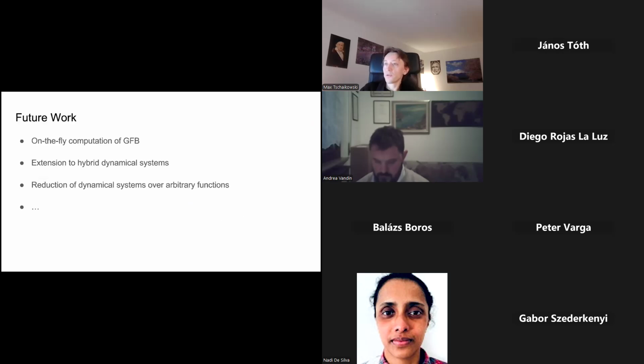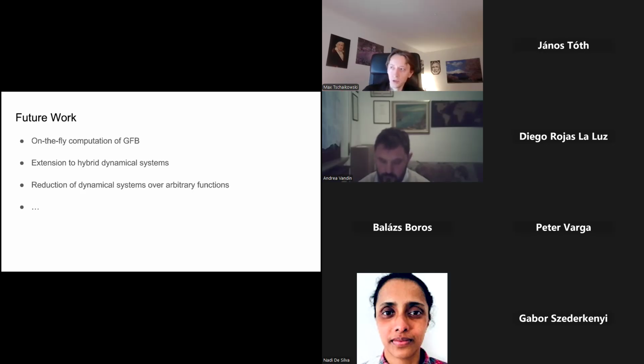Okay, future work. There are several ways to go about this. We could think of on-the-fly computation of GFB, on-the-fly being a term from computer science. The idea is essentially that you evaluate only partial checks, so psi formulas, and then you get maybe not the most aggressive reductions, that is, not the smallest possible model, but you can identify whether two variables can be aggregated or not, for instance.